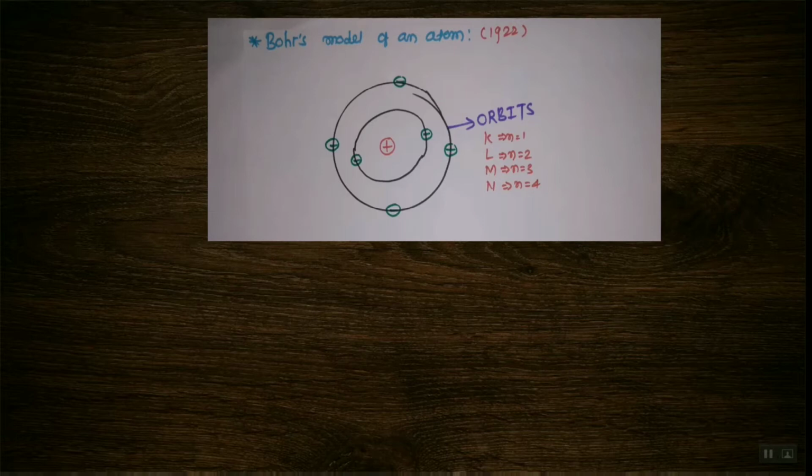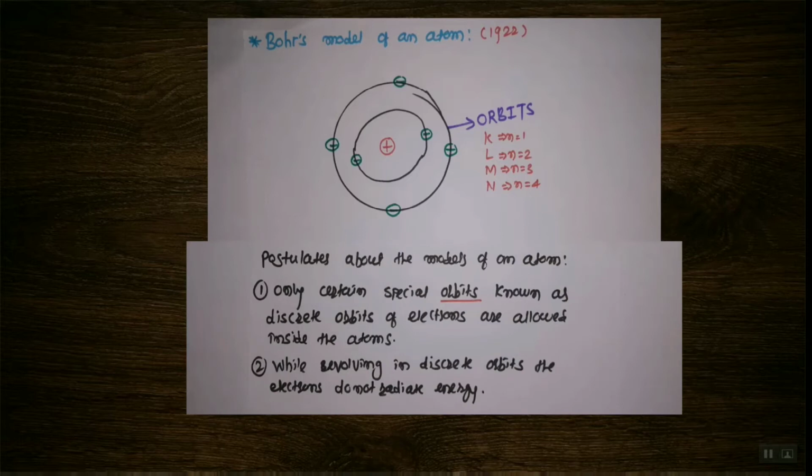Now the next one, the Bohr model of an atom, which was proposed in 1922. According to the postulates of Bohr, only certain special orbits, known as discrete orbits, of an electron are allowed inside the atom. While revolving in discrete orbits, the electrons do not radiate energy. So this is Bohr's atomic model.